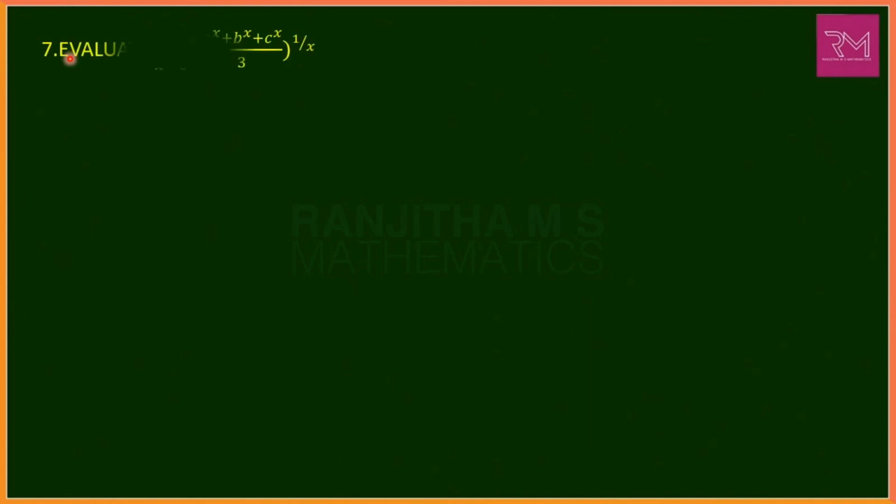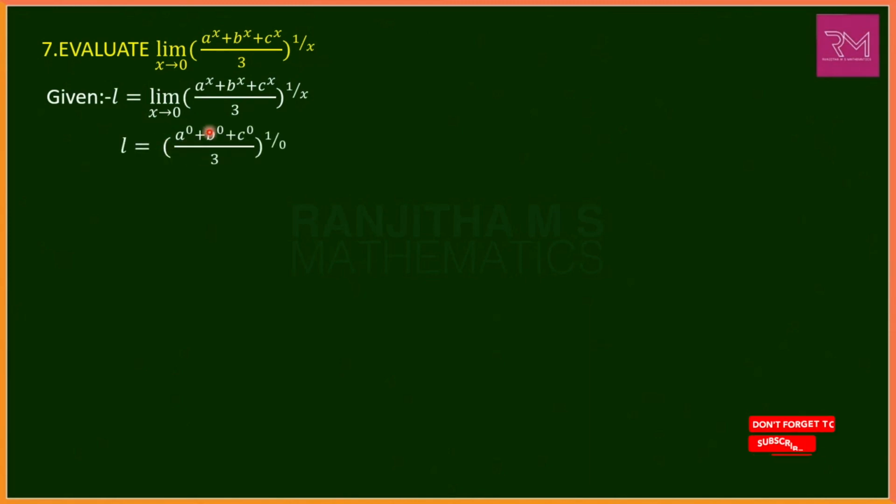Here is another problem. Evaluate limit of a power x plus b power x plus c power x divided by 3 whole power 1 by x as x tends to 0. Take the given equation. Here, substituting x value as 0, we get L value as a power 0 plus b power 0 plus c power 0 divided by 3 whole power 1 by 0. This is of the form 1 power infinity.